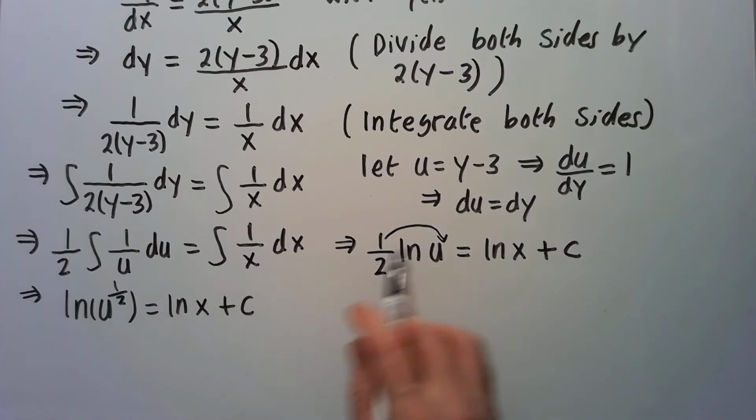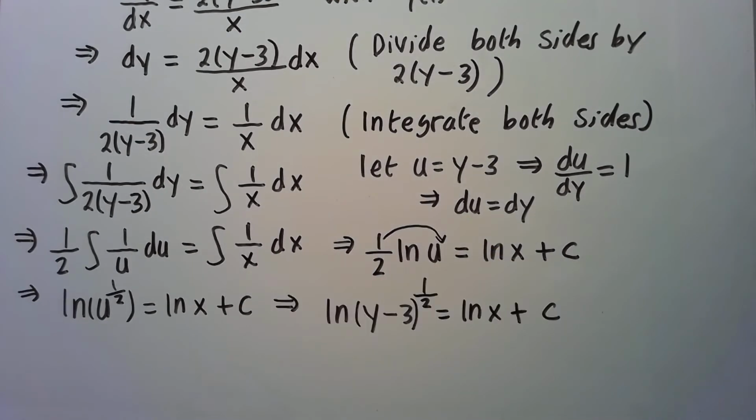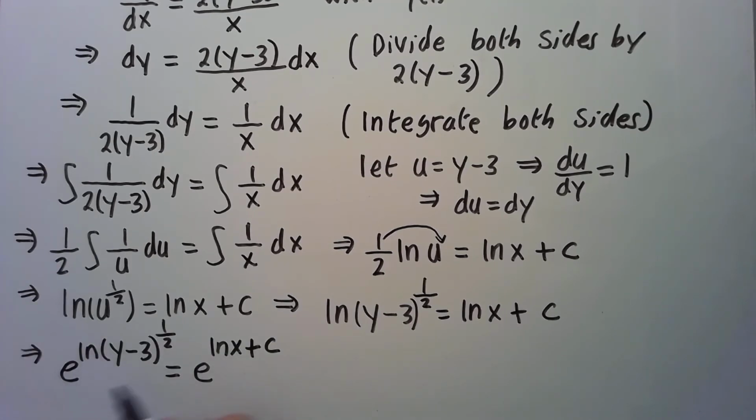Okay, so bring up the 1/2. Then replacing the u now with y minus 3. Let me do that. We get this. And now let's get rid of the ln's by exponentiating both sides with base e to get rid of the ln. So doing that, we get this, and then these will cancel.